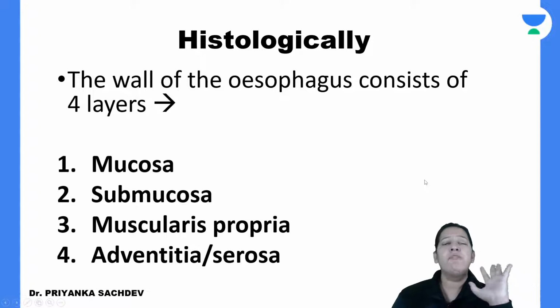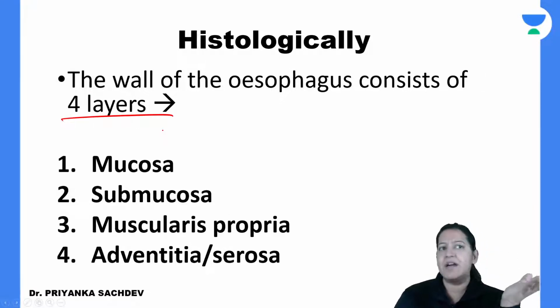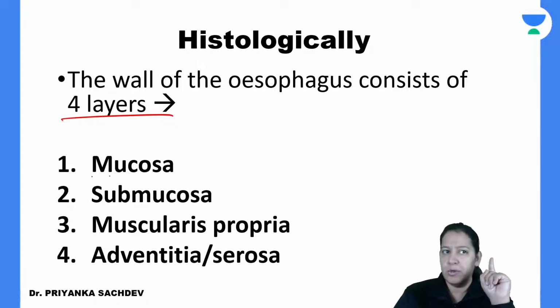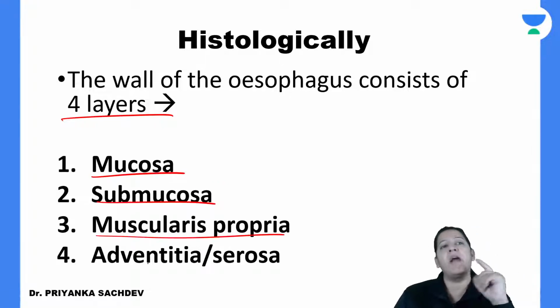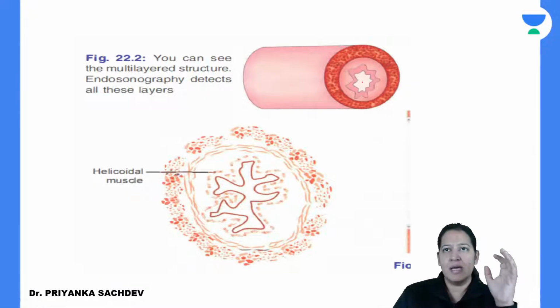The next point, before coming to the diseases, you should know the layers. There are 4 layers in the esophagus, like the complete GIT. The innermost layer is the mucosa, then submucosa, then muscularis propria, and the outermost is serosa, also known as adventitia. So you can see this is the esophagus, this is the lumen of the esophagus here. You can appreciate the 4 layers.